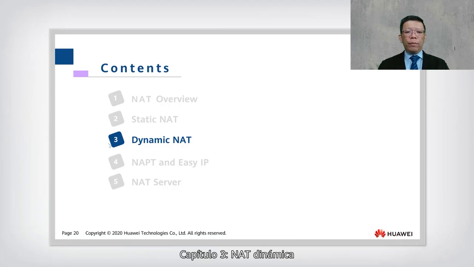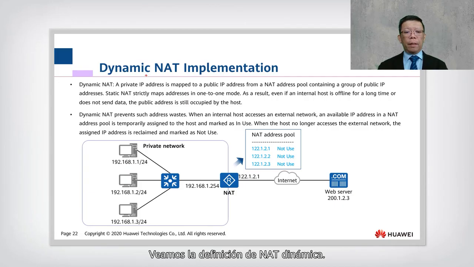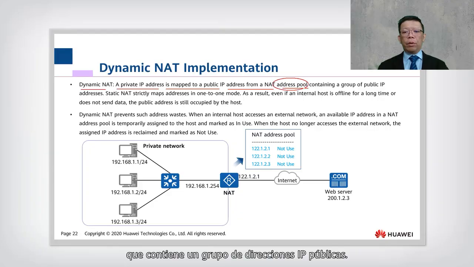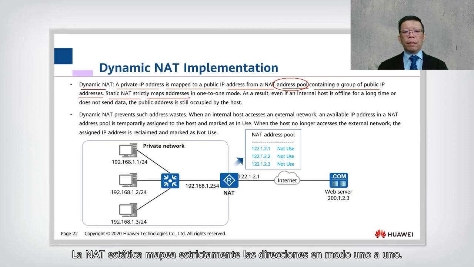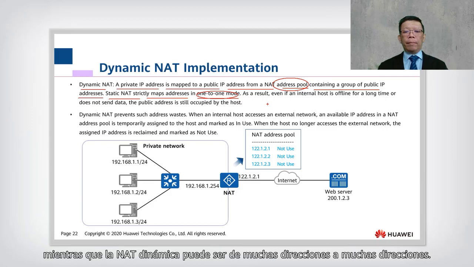Alright, so chapter number 3, we look into dynamic NAT. So let's look into the definition of dynamic NAT. Dynamic NAT is where a private IP address is mapped to a public IP address from a NAT address pool. So the keyword here is an address pool containing a group of public IP addresses. Static NAT strictly maps addresses in one-to-one mode. So that is the main difference. Static is one-to-one, whereas dynamic is many-to-many.